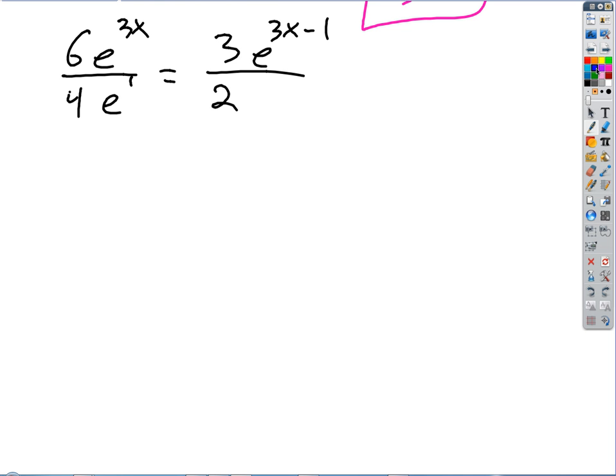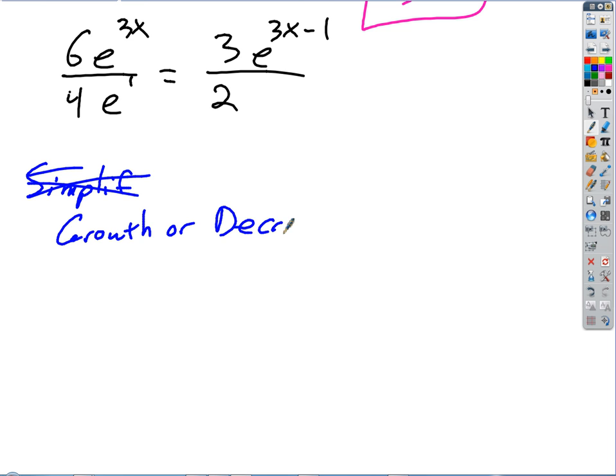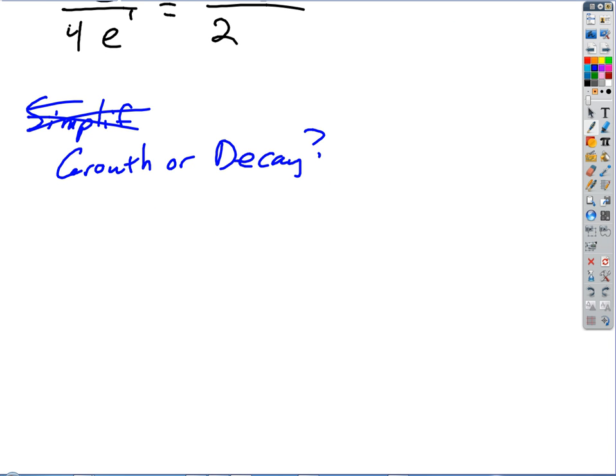Okay, here's one. Growth or decay? We're playing the game growth or decay. Uh-oh. You tell me. Growth.